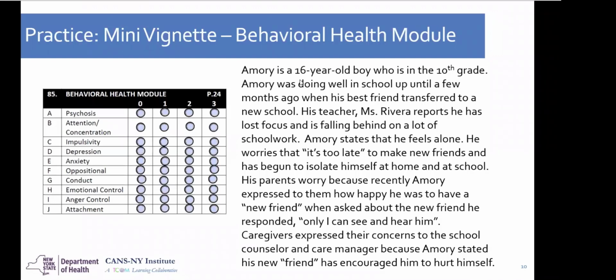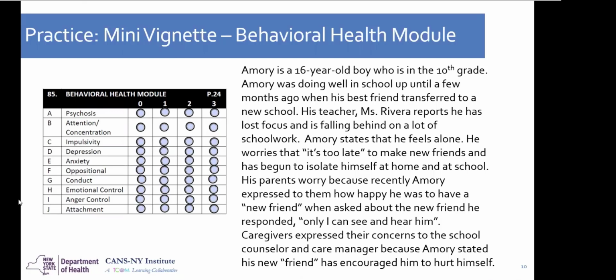Amori is a 16-year-old boy who is in the 10th grade. Amori was doing well in school up to a few months ago when his best friend transferred to a new school. His teacher, Ms. Rivera, reports he has lost focus and is falling behind on a lot of schoolwork. Amori states that he feels alone. He worries that it's too late to make new friends and has begun to isolate himself at school and at home. His parents worry because recently Amori expressed to them how happy he was to have a new friend. When asked about the new friend, he responded, "Only I can see him or hear him."